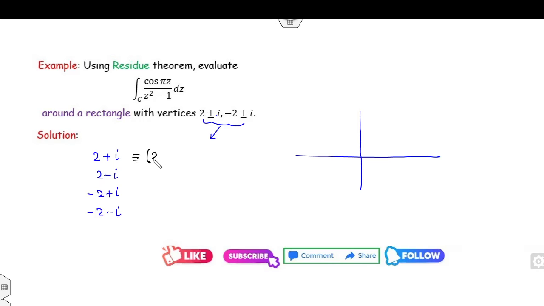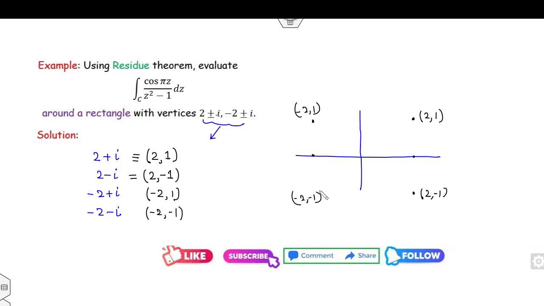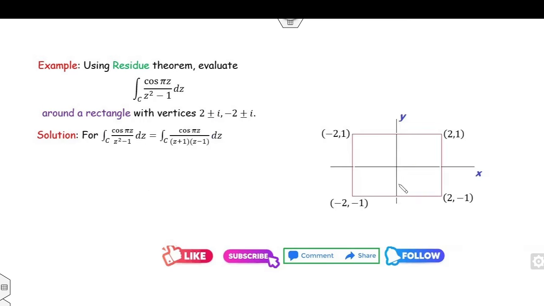This point I can write as a coordinate of x comma y. X is my real component, y is my imaginary component. Minus 2 comma 1, minus 2 comma minus 1. So x is equal to 2, y is equal to 1. This is the point corresponding to 2 comma 1. X is equal to 2, y is equal to minus 1. Minus 2 plus 1 and minus 2 minus 1. So your rectangle is this portion and your shaded portion, this is my curve C.